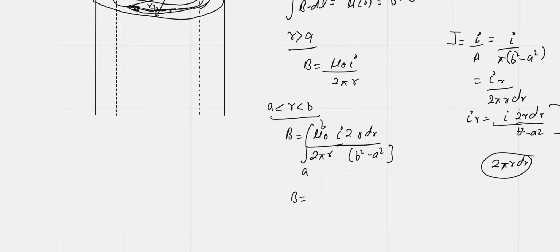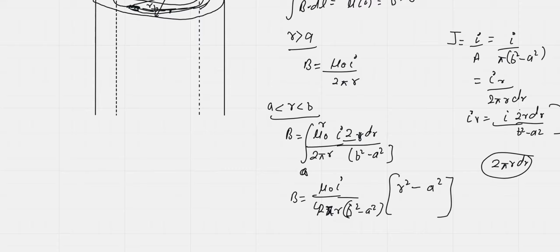The moment you do the integration for this, your r starts from a and goes to r. So you can simply say mu naught I divided by 2 pi r, times 2r divided by b square minus a square. Here, the integral of r will be r square divided by 2, so it won't become 4; there's a 1 by 2, so this will get cancelled out. It will become r square minus a square. This is the kind of formula you are going to get. Is it clear, Keerthana?